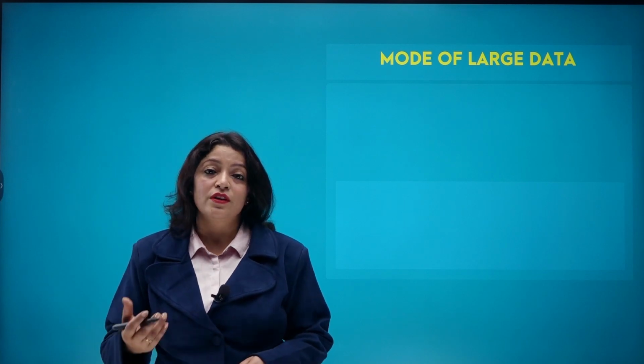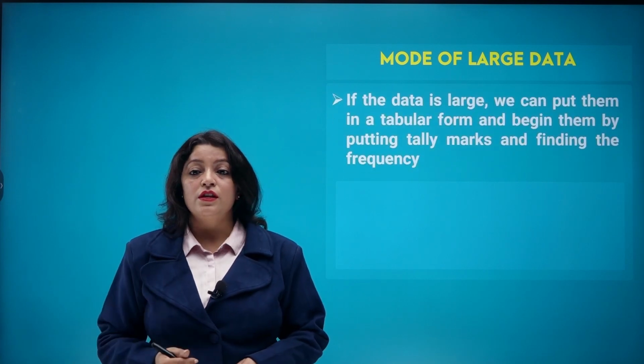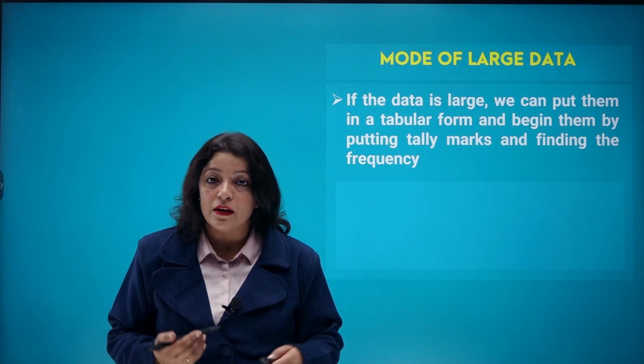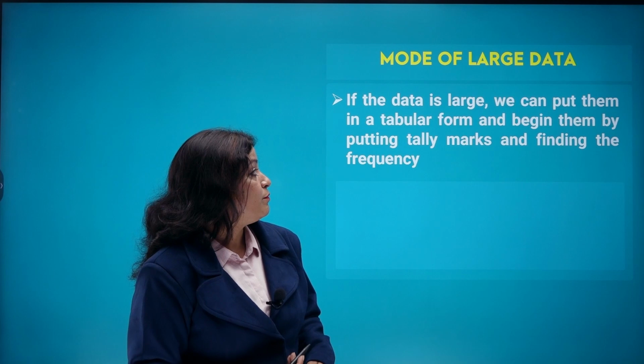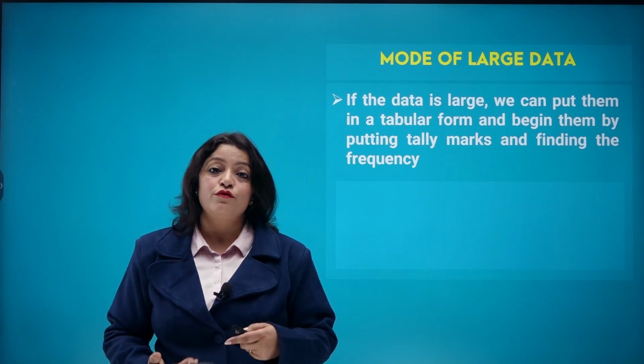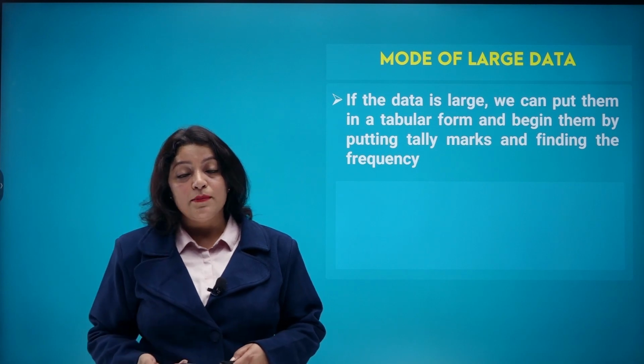Now the next thing is, what if the data is very large? In the previous question the data was very small. Out of 10 or out of 5 things, it is very simple to find out the mode. But what if the data is very large? In that case, again the very first thing is we have to put them in a tabular form, right? And then we put tally marks for each of the data, and then we find the frequency for it. Now what are tally marks?